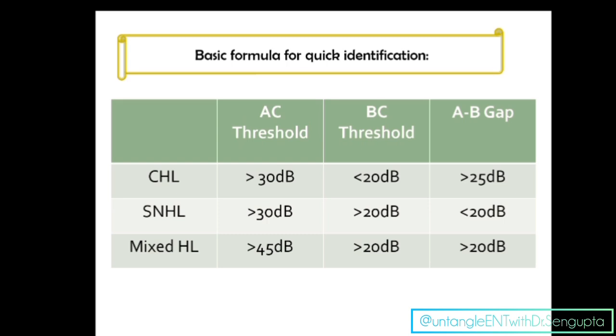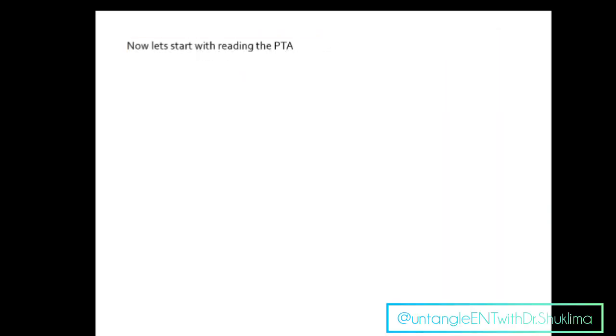For a sensorineural hearing loss, air conduction threshold should be more than 30 decibel, bone conduction should also be more than 20 decibel, air-bone gap will be less than 20 decibel. And for cases of mixed hearing loss, the air conduction threshold will be more than 45 decibel, bone conduction is more than 20 decibel, and AB gap should be more than 20 decibel.